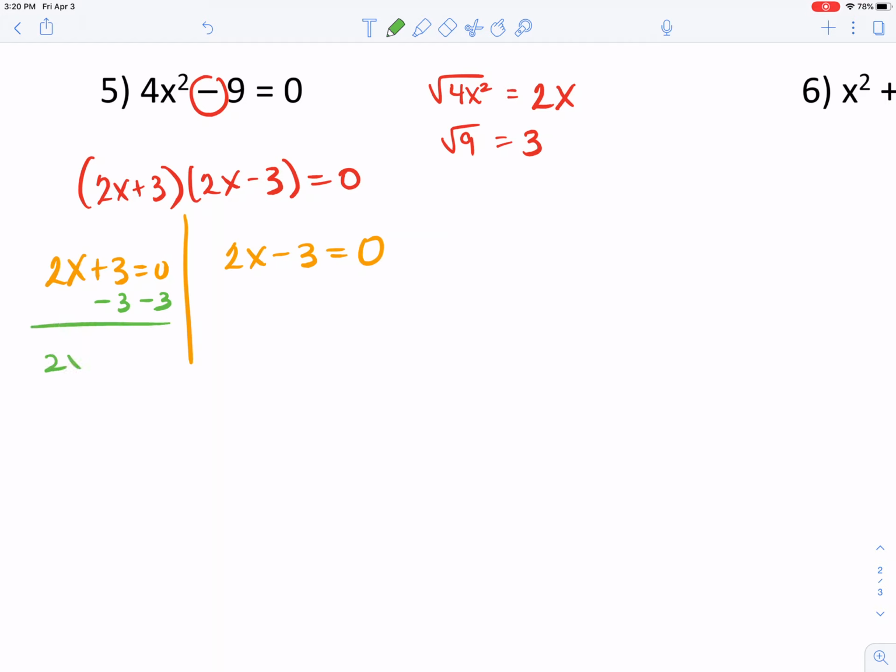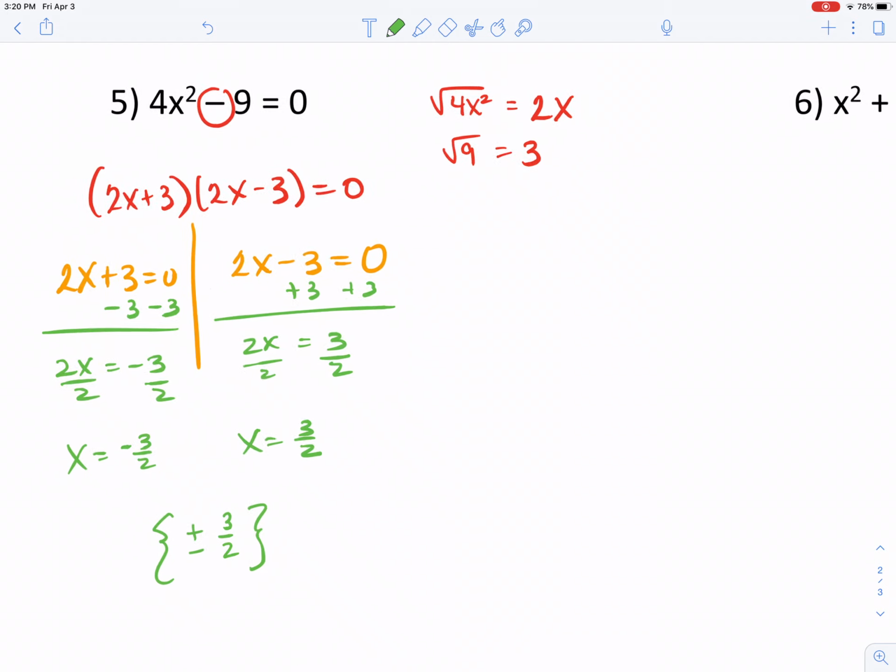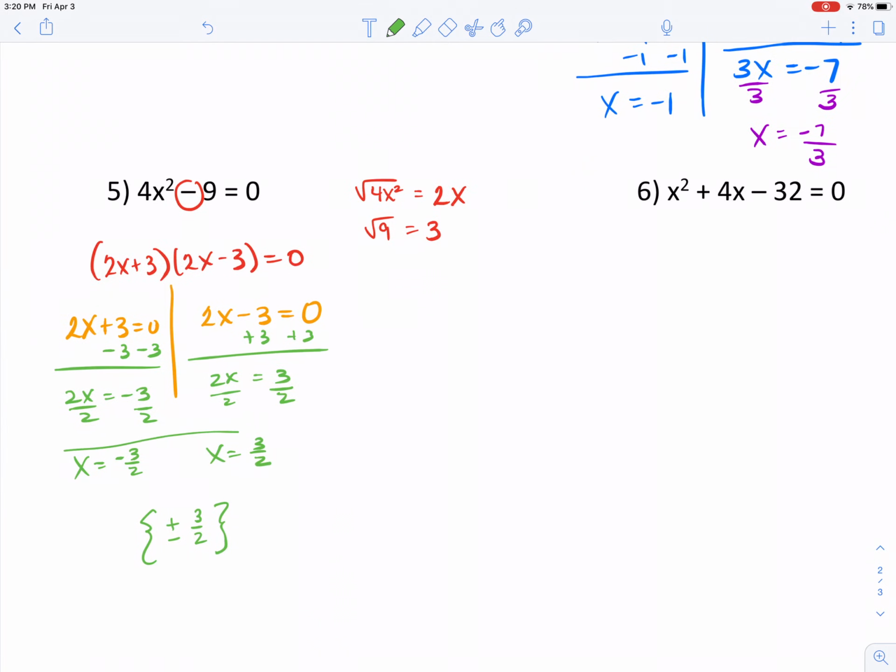Get that 2x is equal to negative 3. Divide by 2 on both sides and get x is equal to negative 3 over 2. Add 3 on both sides. Get 2x equal to 3. Divide 2 on both sides. I get 3 over 2. So my solutions are positive and negative 3 over 2. Or you could write negative 3 over 2 comma 3 over 2, or you could just leave it and be finished here.